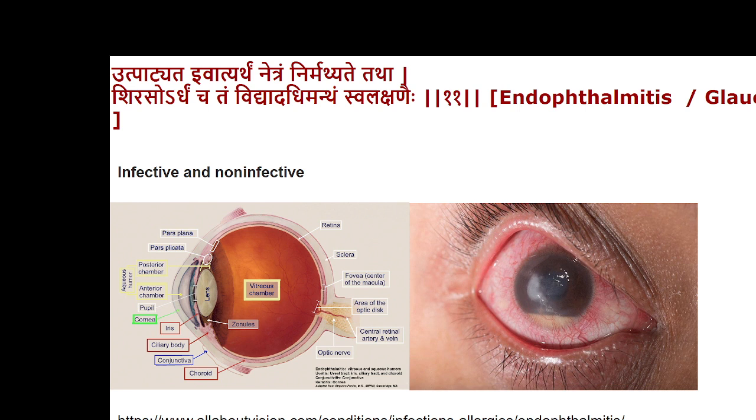Whereas the clinical symptoms of adhimanta mentioned by Sushruta are: उत्पाट्यते वाक्यर्थम नेत्रम निर्मथ्यते तथा शिरसो अर्थम च संविद्यात् अधिमंतम सुलक्षणैः. The major symptom is pain in case of adhimanta according to Sushruta, and that's why I would not consider adhimanta as glaucoma. Though in popular Ayurvedic textbooks and Ayurvedic colleges, it's usually taught as adhimanta being endophthalmitis.